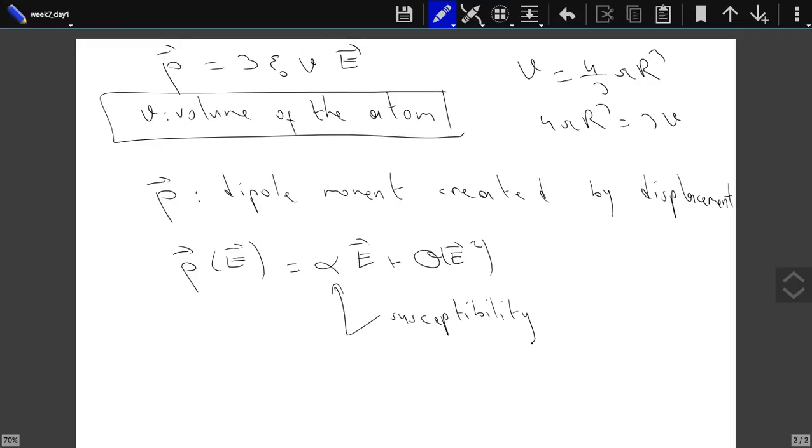Susceptible, eğilimli, etkilenebilir. So that is basically how much the electric field can influence, can modify your system.